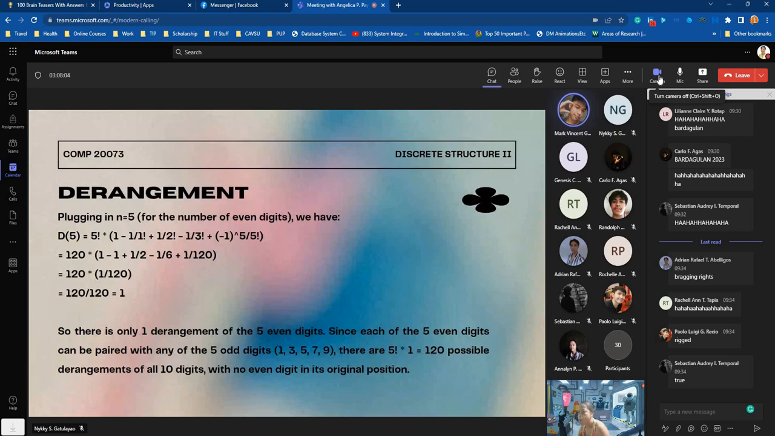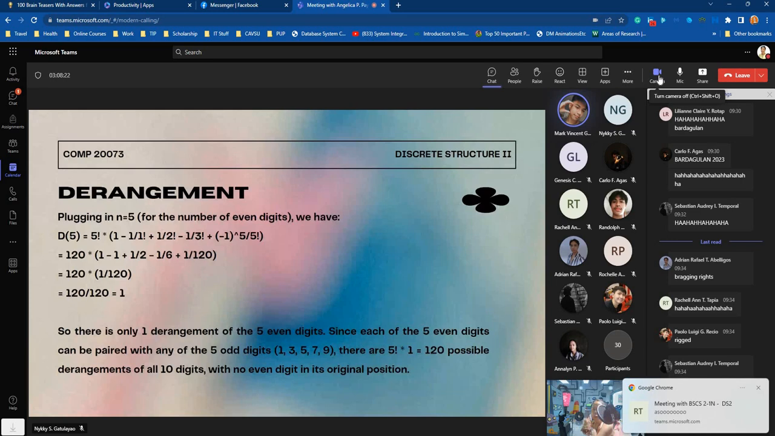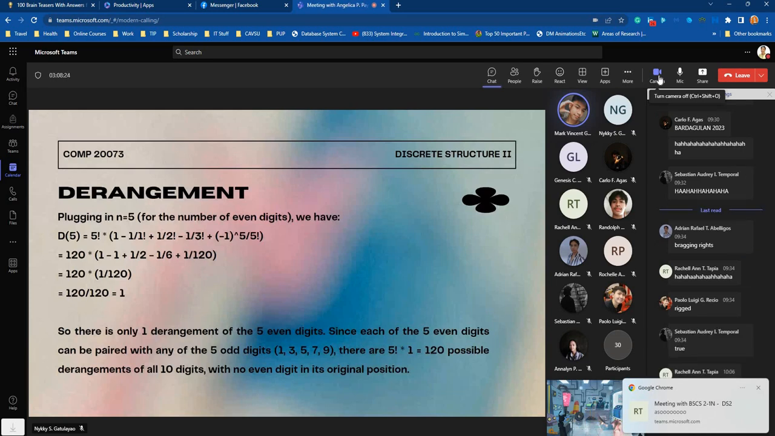So there is only one derangement of the 5 even digits, since the 5 even digits can be paired with any of the 5 digits 1, 3, 5, 7, and 9. And there are 5 factorial times 1 equals 120 possible arrangements of all 10 digits with no even digit in its original position. And that's the end of the presentation. Thank you for listening. Ayun.